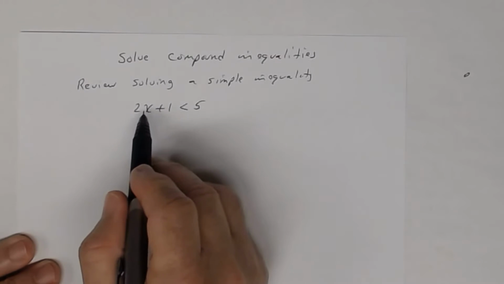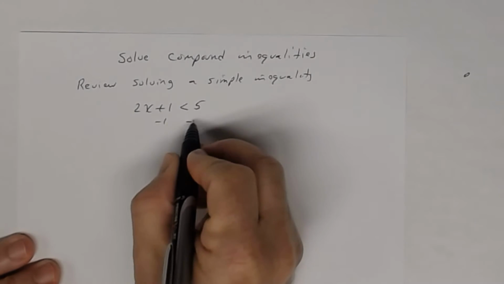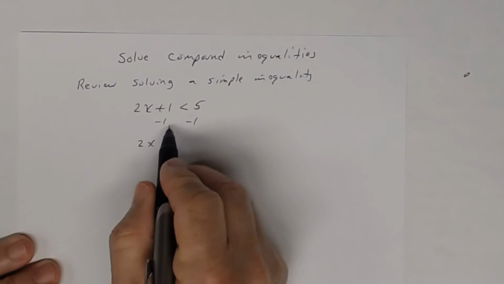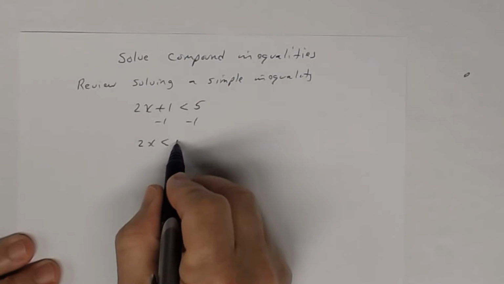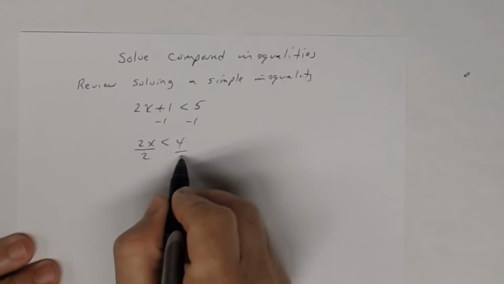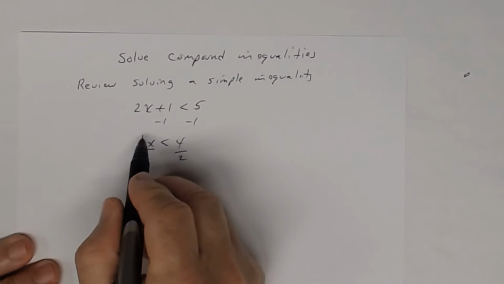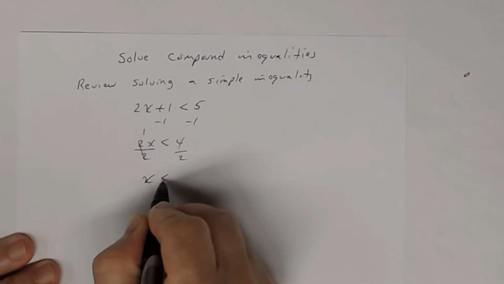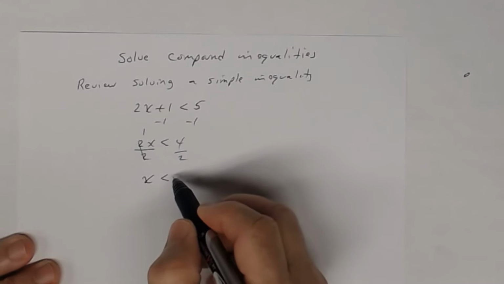We're going to isolate the variable x by itself. So I'm going to subtract 1 from both sides. And so I get 2x, 1 and negative 1 is 0. When I combine like terms, 5 minus 1 is 4. And then to get x by itself, you're going to divide both sides by 2. And so when you reduce, 2 divided by 2 is 1, 1 times x is x. And so x is less than 4 divided by 2, which is 2.